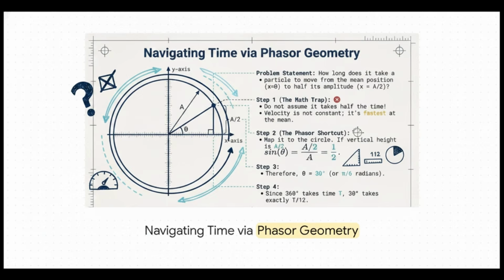If we map this out on the phasor circle, you see exactly why that intuitive trap completely fails. Velocity is actually screaming fast right as the particle crosses that middle mean position, so it chews through that first half of the distance incredibly quickly.